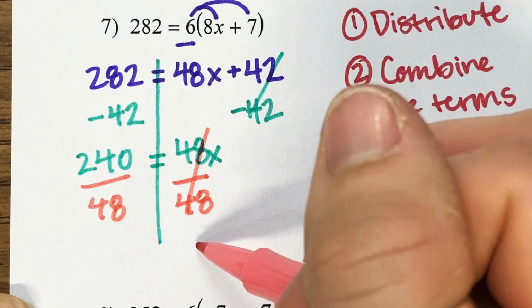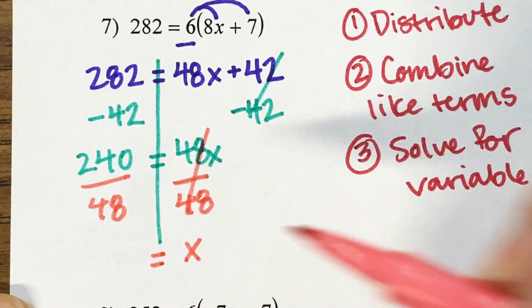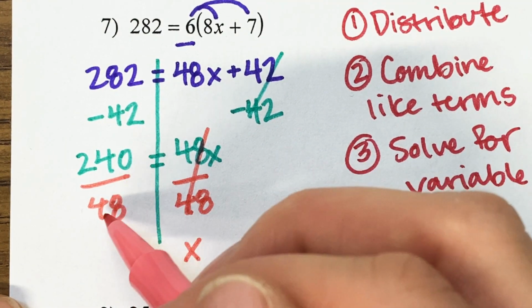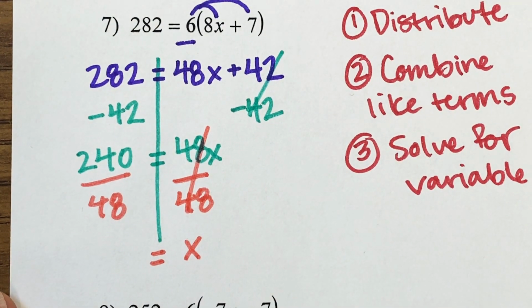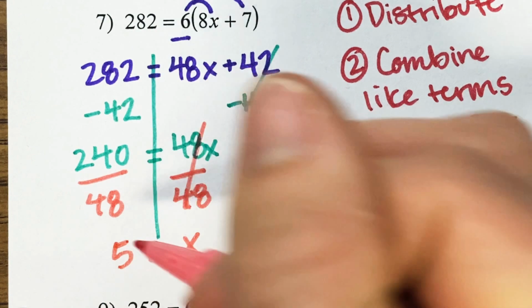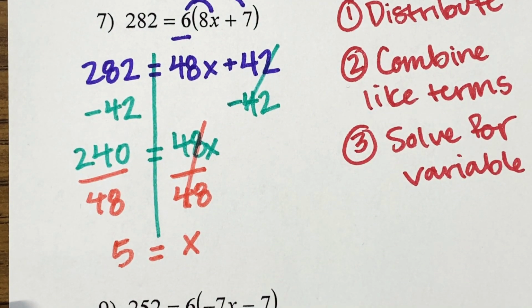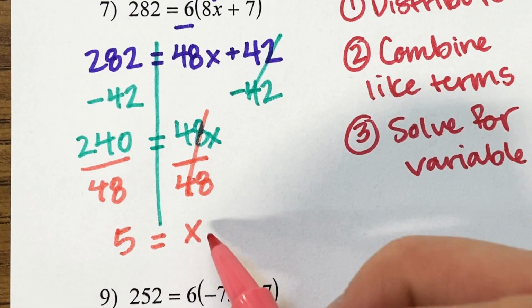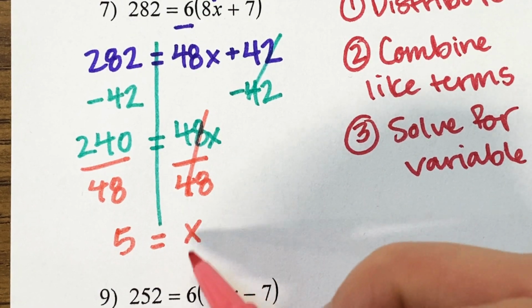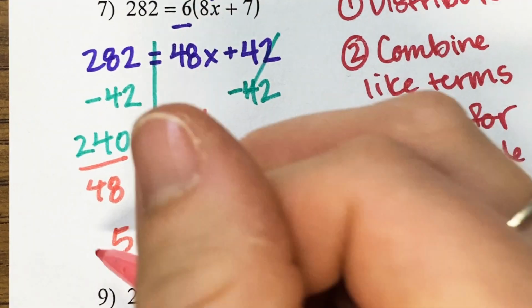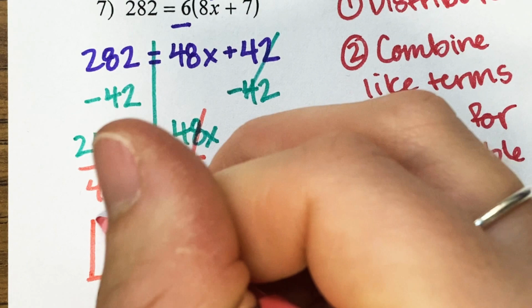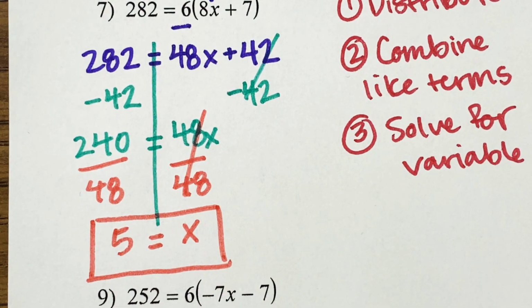Okay, so now that leaves us with just our x. So what is 240 divided by 48? It's going to give me 5. Okay, you know you're done when your x or whatever variable letter is all by itself. In this case, it's all by itself, so we know our answer is 5. X equals 5.